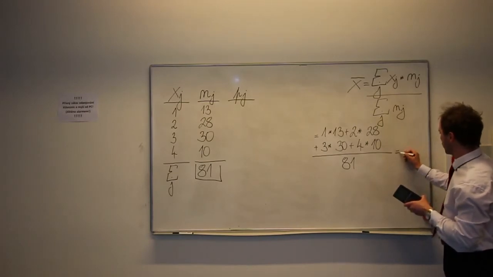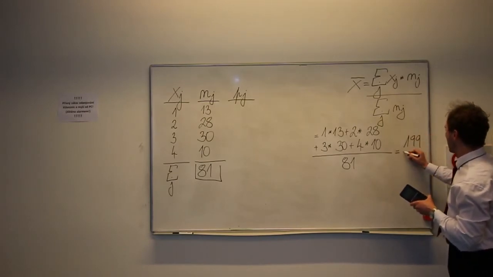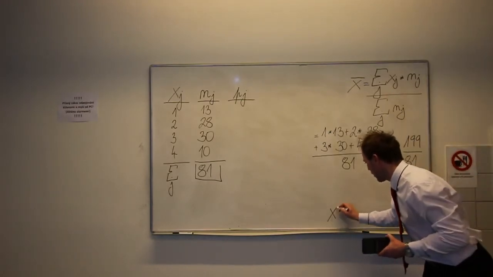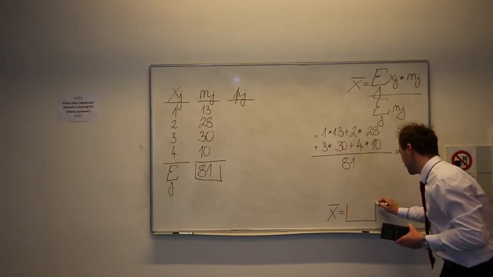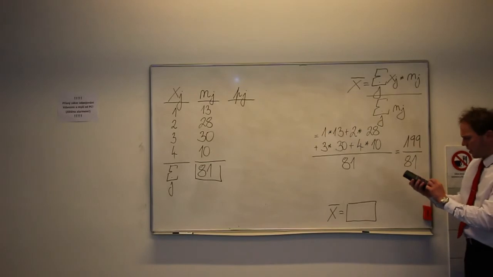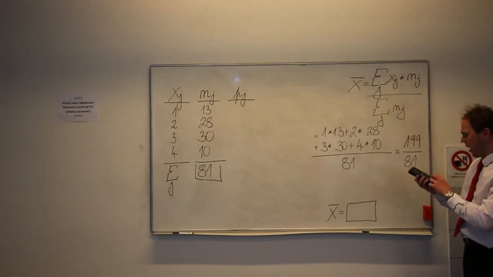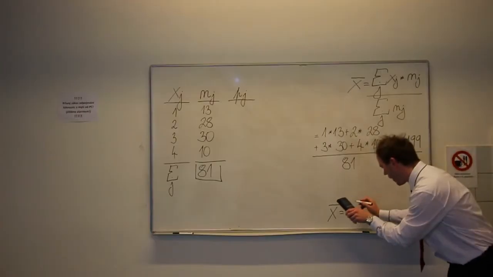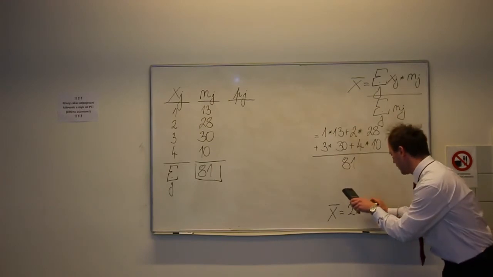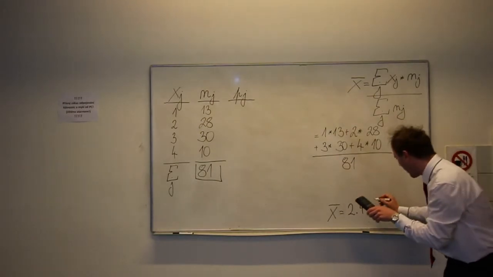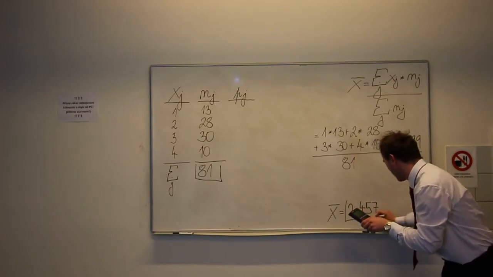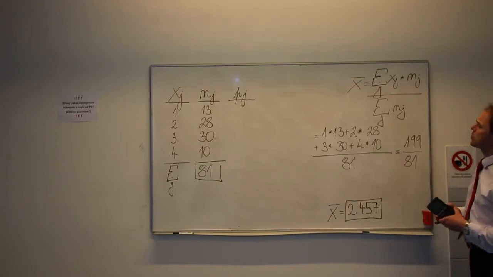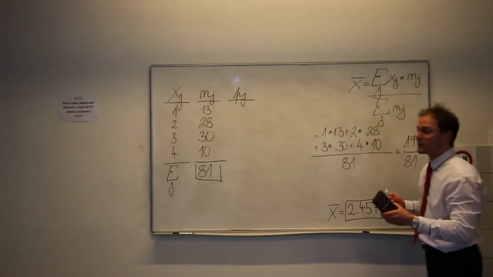The numerator should be 199 divided by 81, and there will be the value x with stripe, the mean average grade. 199 divided by 81, and the result is 2.457. So this is the average grade calculated on the basis of absolute frequencies.